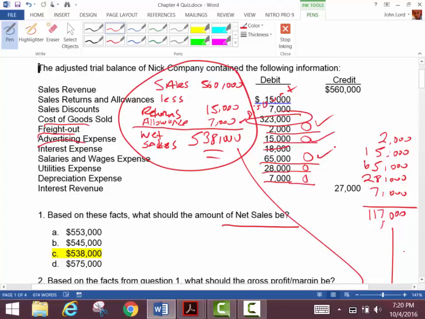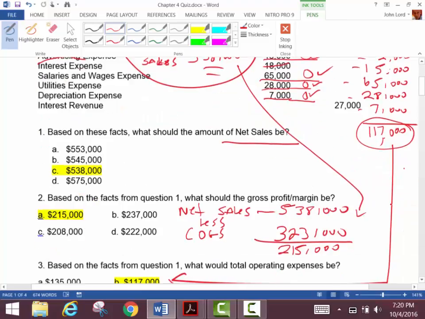That's operating. How about my utilities? That's operating. How about my depreciation? That's operating. I have to have equipment to operate, don't I? Okay, so when I add all of those up, I come to $117,000. Is that the answer to that one? 117?